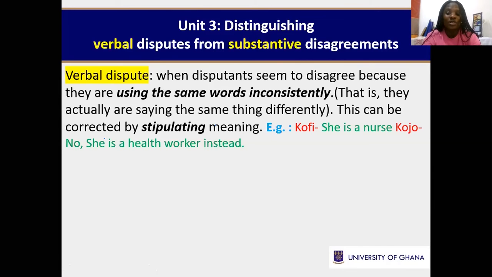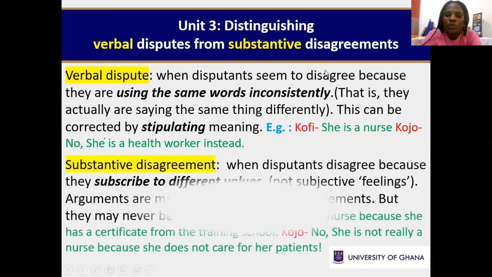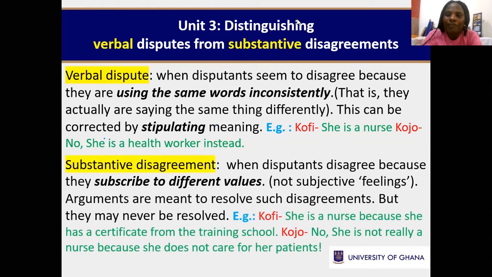So you guys are not disagreeing. Just let's agree on this. So for a verbal dispute, you can resolve the supposed dispute by stipulating meanings. Stipulate means agreeing on terms. It can be resolved. That's a verbal dispute, okay?